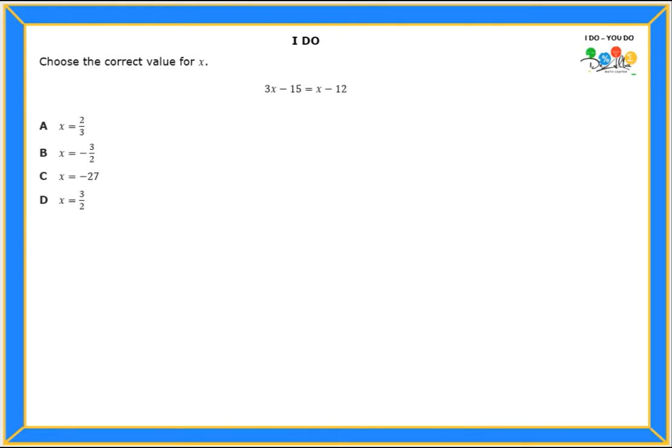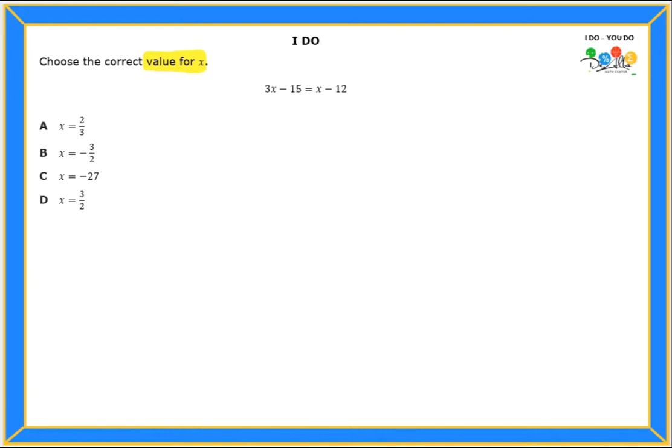And it says, choose the correct value for x. 3x minus 15 equals x minus 12. So I'm looking for the value for x. Okay, so right now, if you notice, I have two expressions, right? I have an equal sign in between them, and I'm trying to find out what is the value for x.